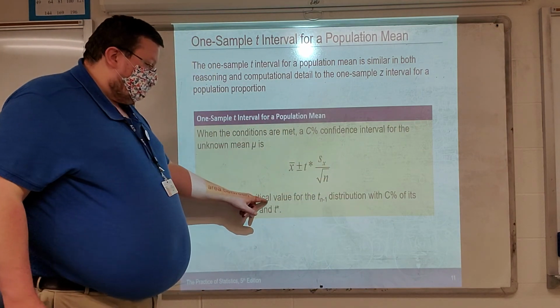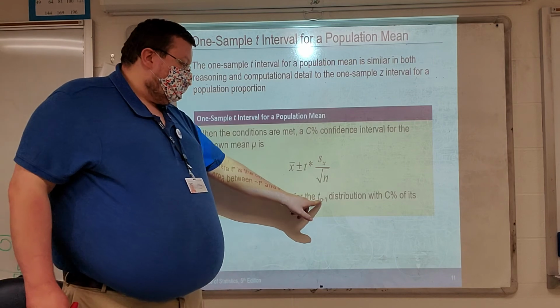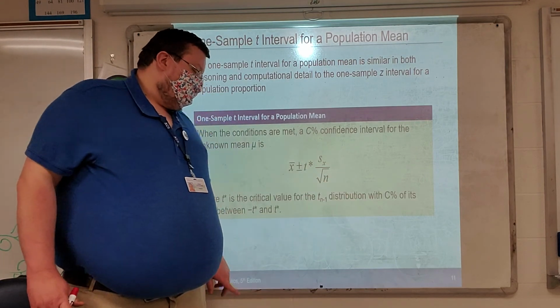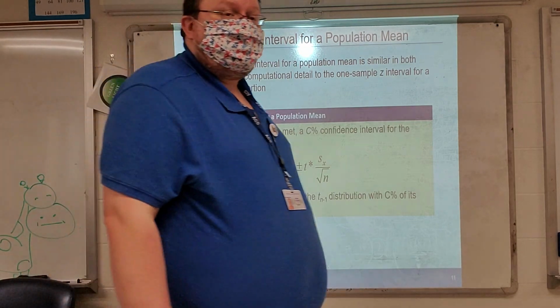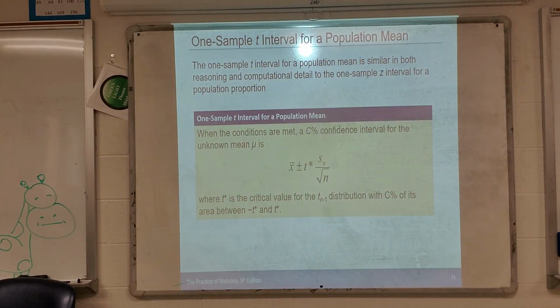t star is the critical value for the t sub n minus 1 distribution with C% of its area between negative t star and positive t star. That area is in the middle, like it was with Z.